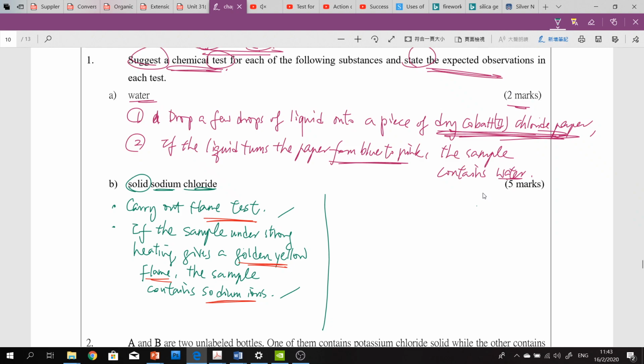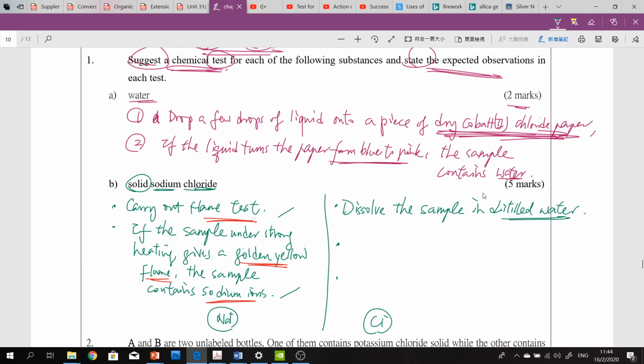And for the chloride ion, you need to have the remaining 3 marks for that. How come we have got 3 marks? Now, could you see the word solid? And you deal with something about solid? Yes, you need to use the silver nitrate test. But before that, you are going to dissolve the sample in distilled water.